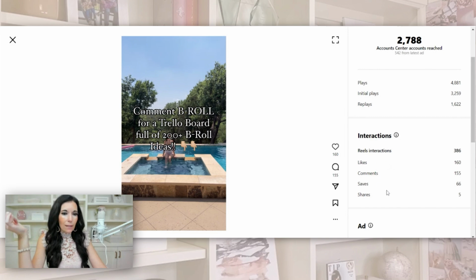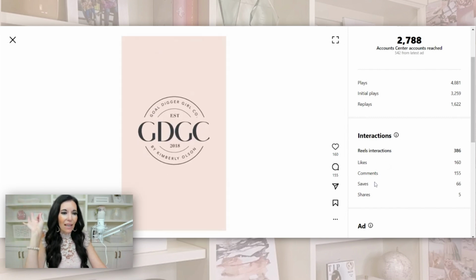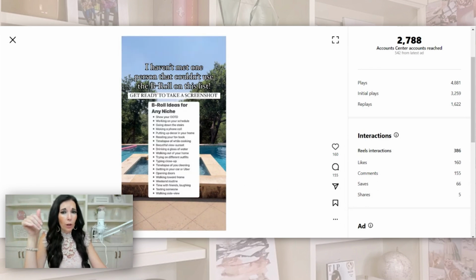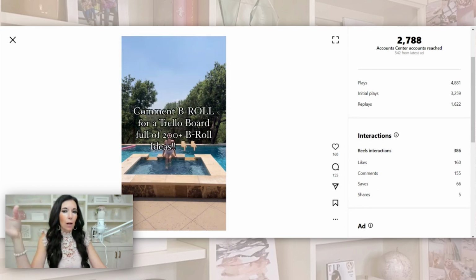So look at this, 66 saves. This is epic. So this is the power of B-roll. Now I actually have something for you. Look below and you can grab this. We actually put all the B-roll onto a Trello board for you with examples of mine and then other creators. And we have over 200 B-roll ideas.